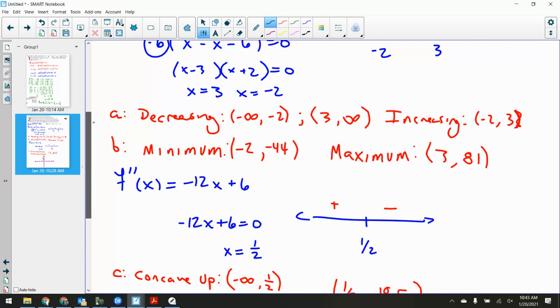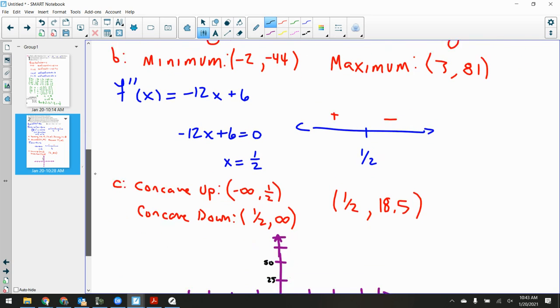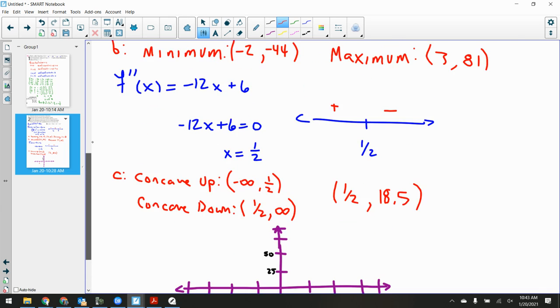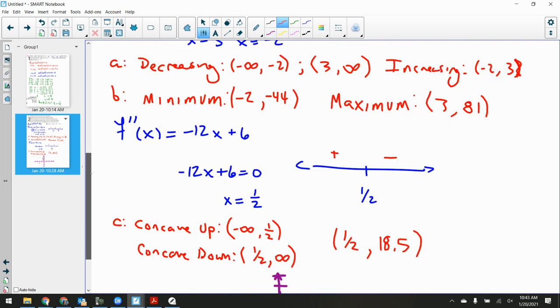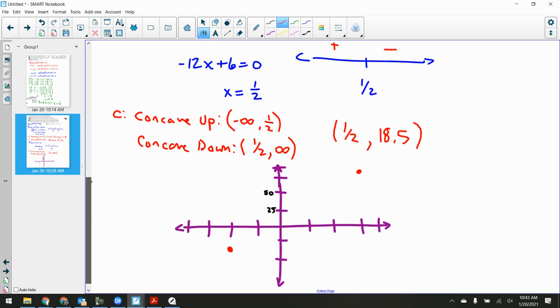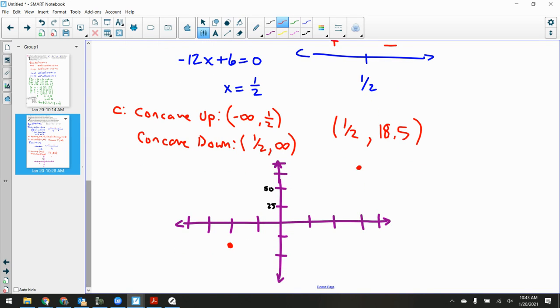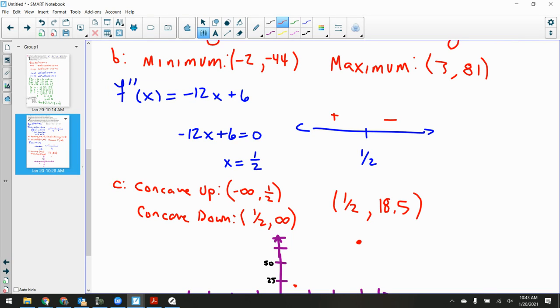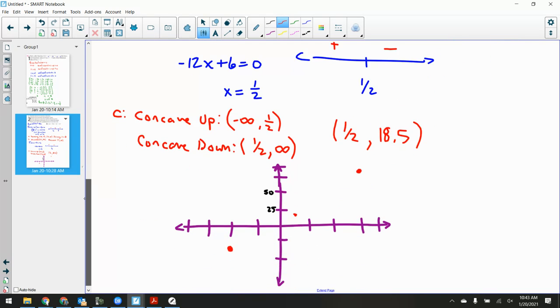Okay, so now let's plot those points. -2, -44, somewhere around in there. We've got 3, 81, somewhere up here. We know there's an inflection at 1/2, 18.5. So 1/2, 18.5. Okay. We know that it's concave up, looking like a smiley face, from -infinity to 1/2.